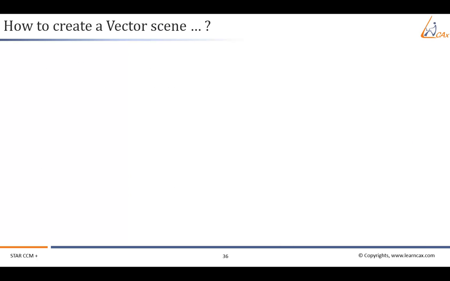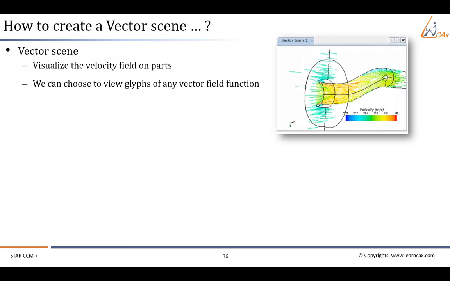Now, let us see the vector scene. We can create a vector scene to visualize the velocity field on parts. We can choose to view glyphs of any vector field function. When you create a vector scene, two displayers are created.